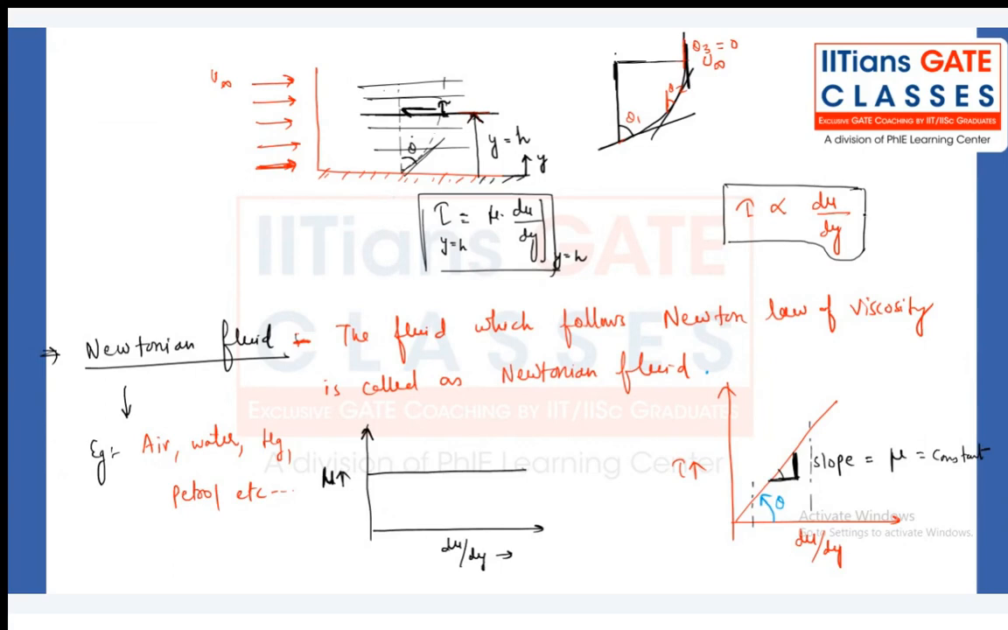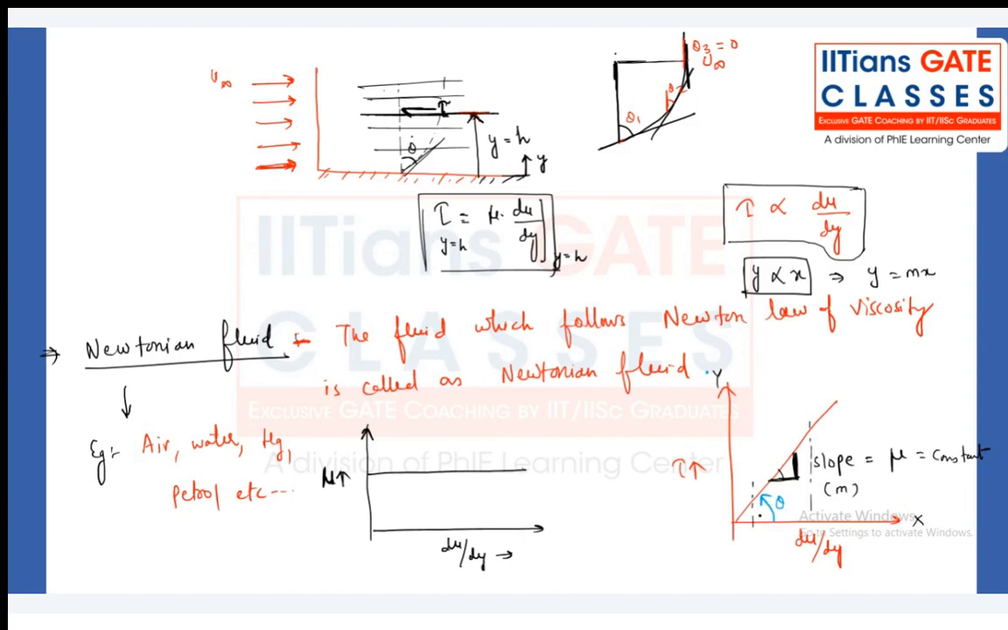If I plot, just say tau is directly proportional to du by dy, that means y is directly proportional to x. Y is mx. That means one straight line I will be getting if I plot tau versus du by dy. Then whatever the slope of the y axis and x axis is there, that I'm calling m. What will this slope be?